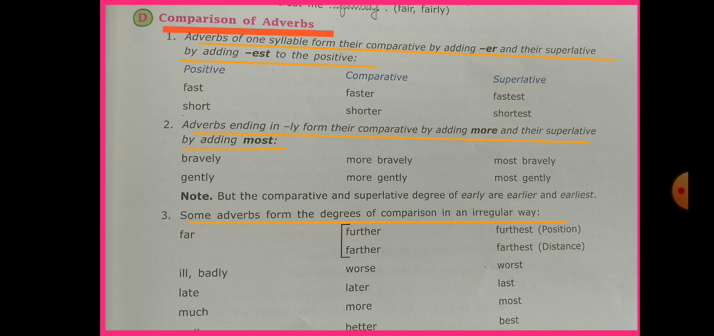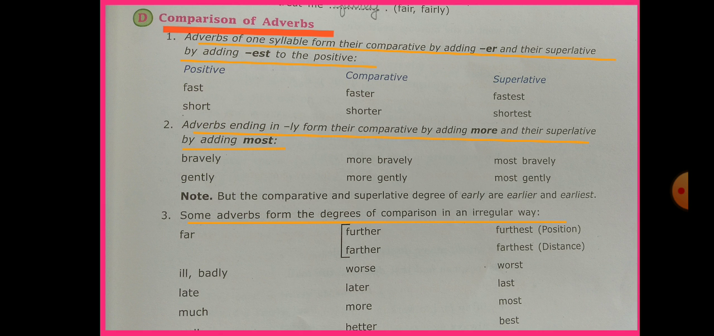Another way of forming that: adverbs ending in ly form their comparative degree by adding more and superlative degree by adding most, like bravely, more bravely, most bravely. Here the comparative and superlative degree of early is an exception, formed by adding ier and iest. But generally the adverbs which end in ly, we get their comparative and superlative degree by adding more and most.